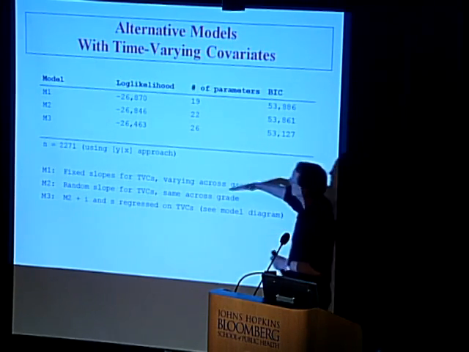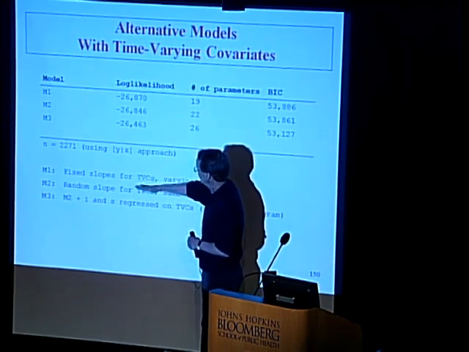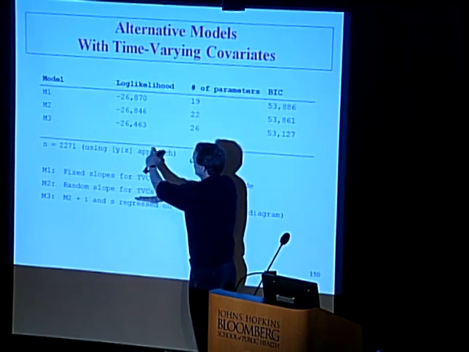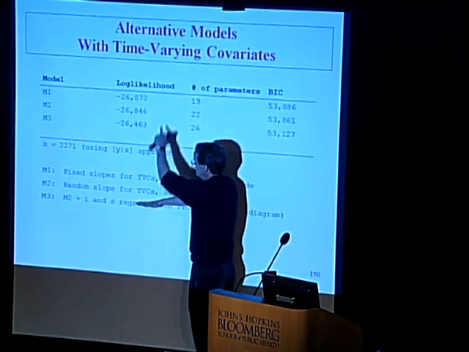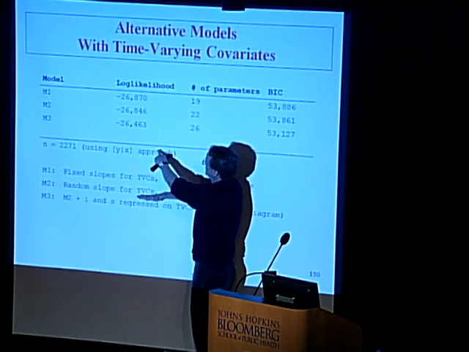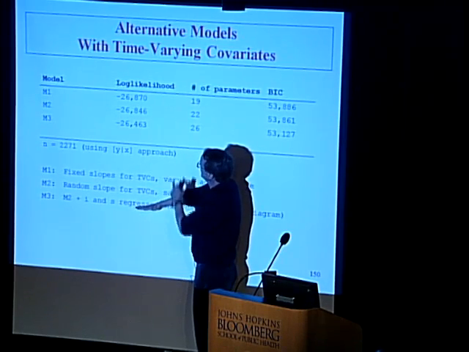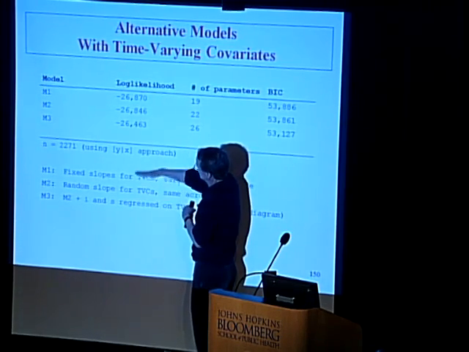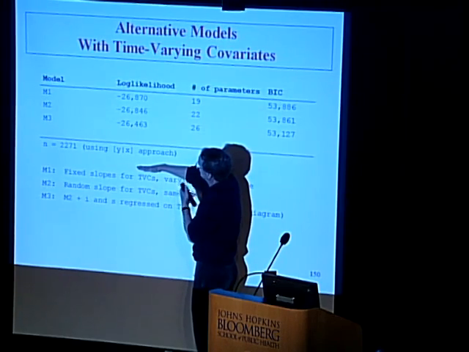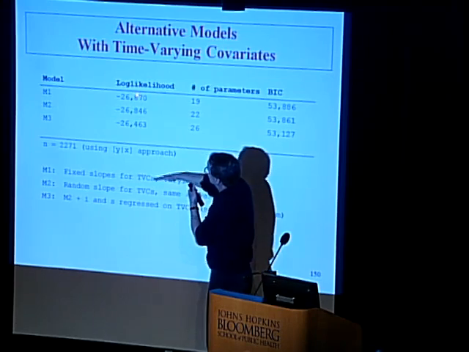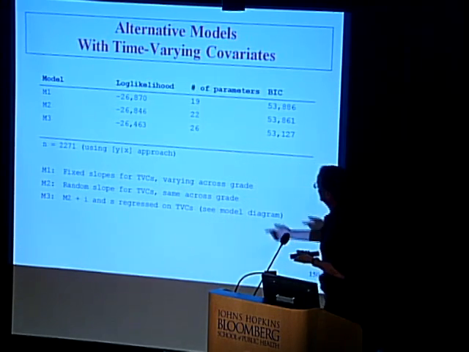So minus 26,870 sits down. Here's 0, here's negative, and here's positive. Minus 26,870 sits down here. Minus 26,846 is up here. So this is better. This is better than that. So it's a higher log likelihood.